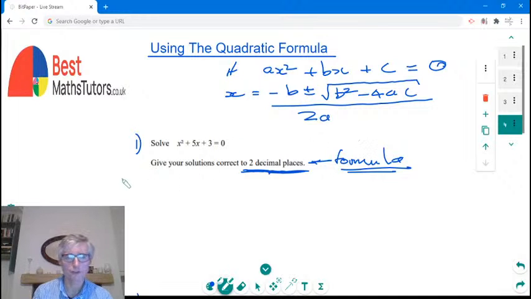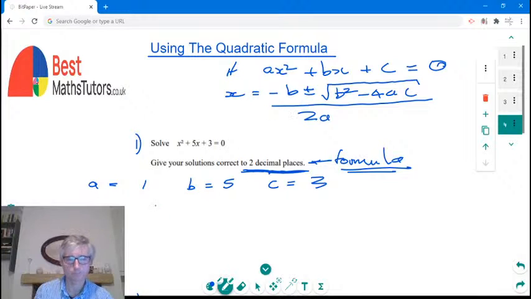So the first step that I would always do is write down what a, b and c are. In this example, a is equal to 1, b is equal to 5, and c is equal to 3. So what I'm going to do is just substitute them into this equation.